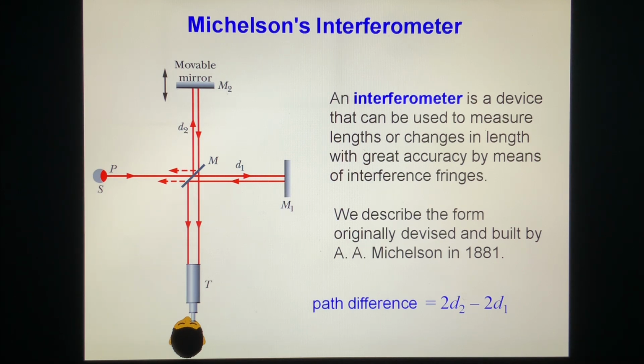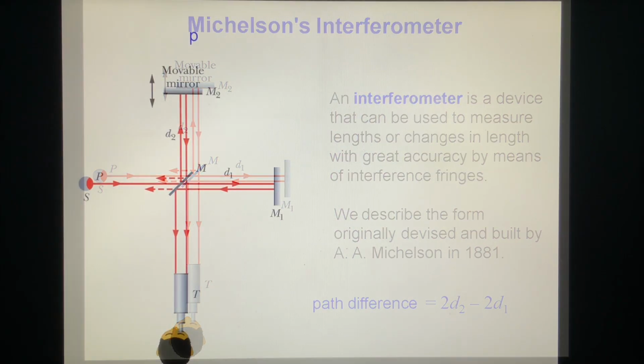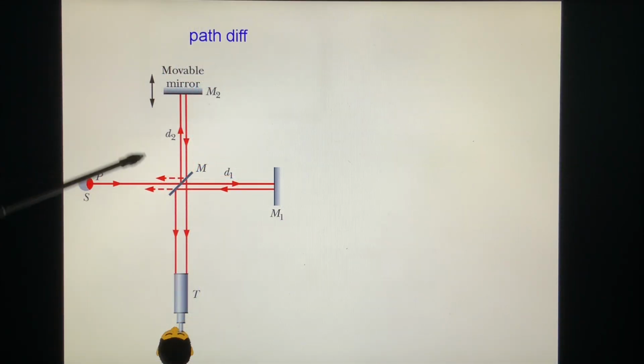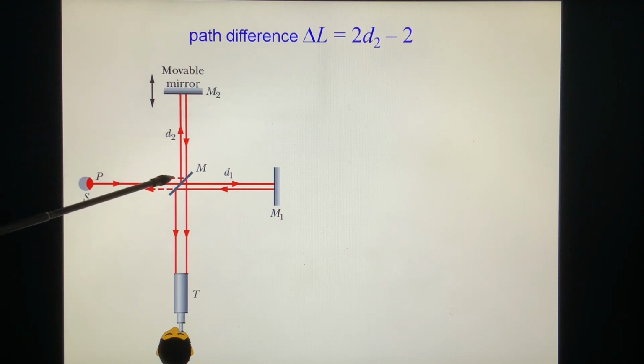And we see the two lines. What is their path difference? They move in the same medium. So this one goes 2D2, this goes 2D1, and it goes back to here. So their path difference is 2D2 minus 2D1. Okay? Now we see the phase difference when you look at here is 2D2 minus 2D1.